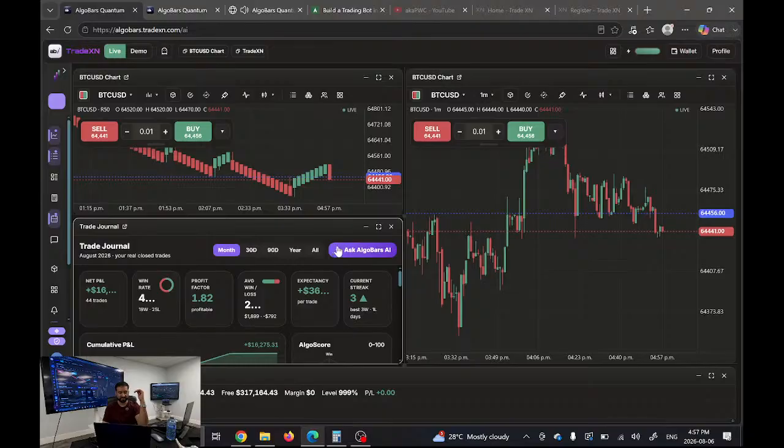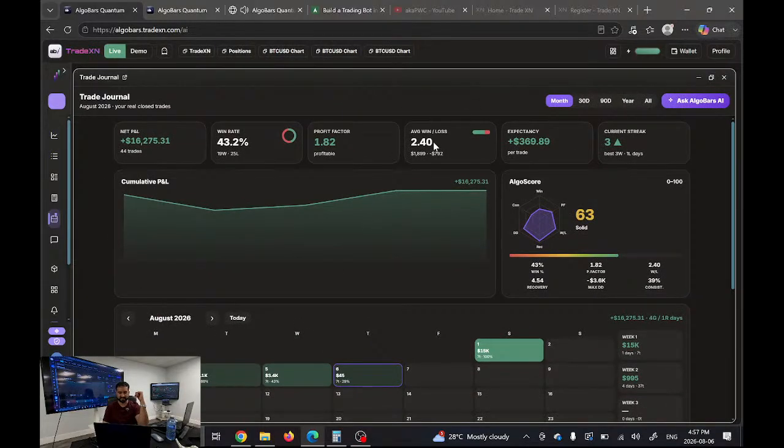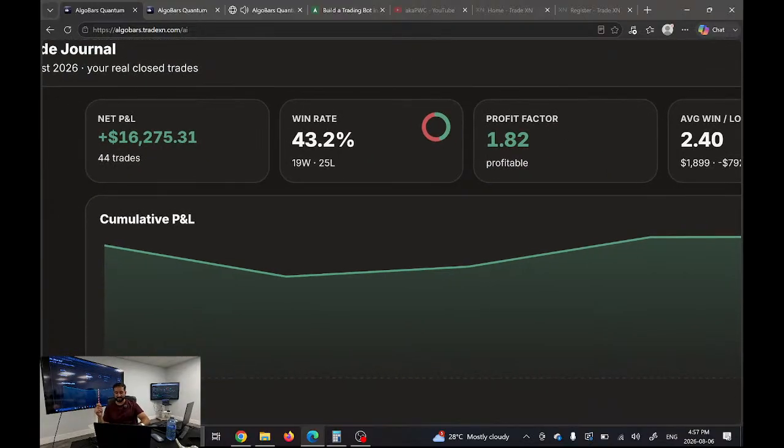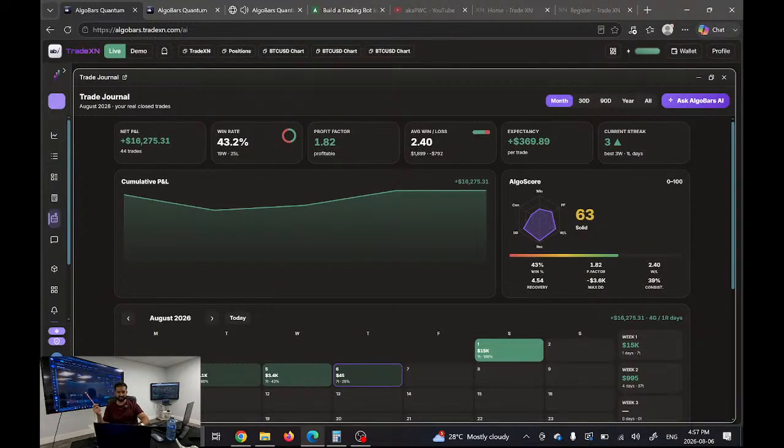And let me show you guys this, okay? So far this month, you can see we've done around 44 trades. We made $16,000 so far. I mean, we're just in the first week. So far we've made $16,000. And you guys know, we usually do around $60,000 to $100,000 a month, okay?